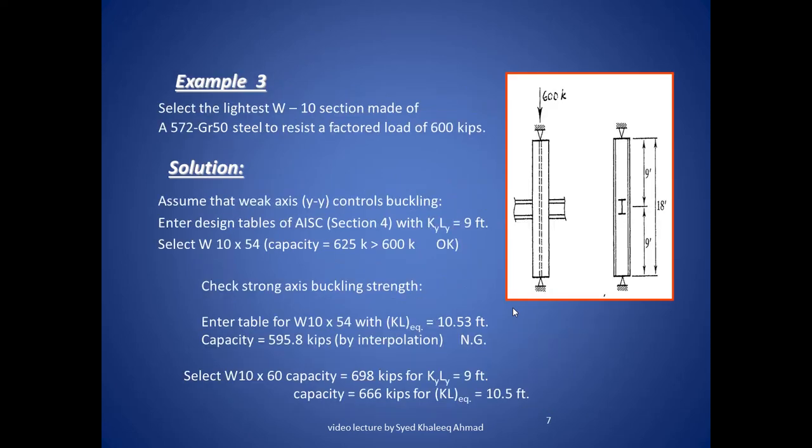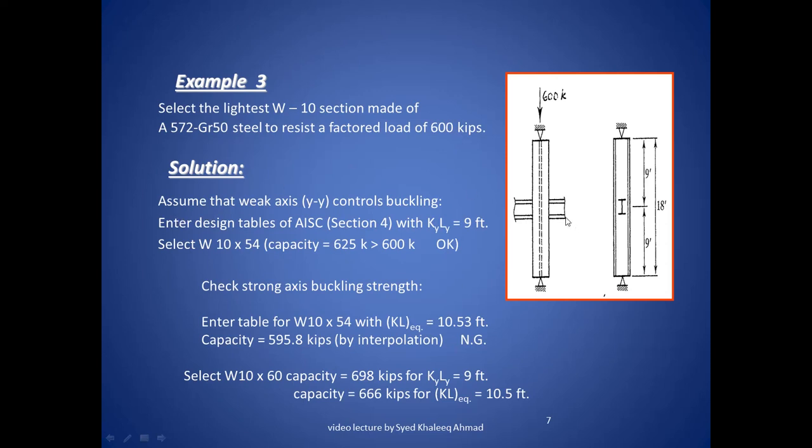Now we look at another section, example 3. Here the load is given, and you can see the conditions of supports. Select the lightest W10 section. So here the section is limited to a W10 section, made of steel grade 50, to resist a factored load of 600 kips. So the factored load is given directly.